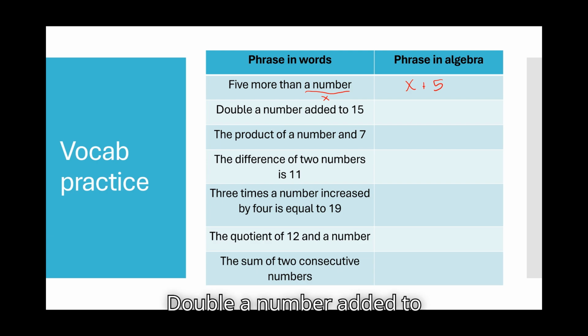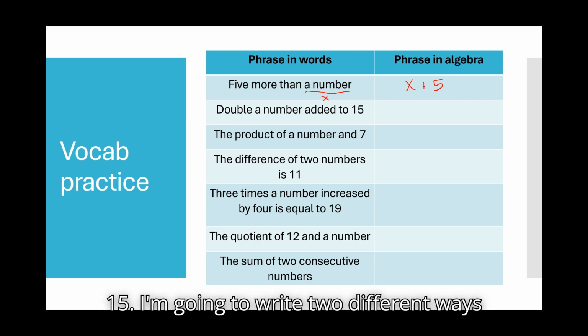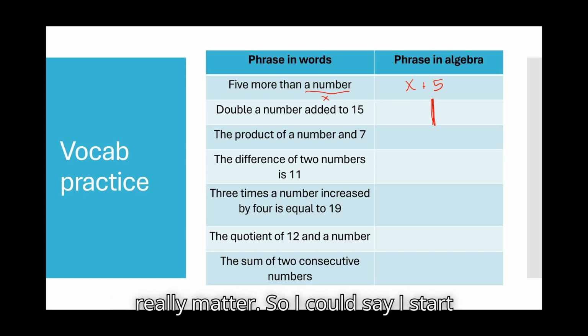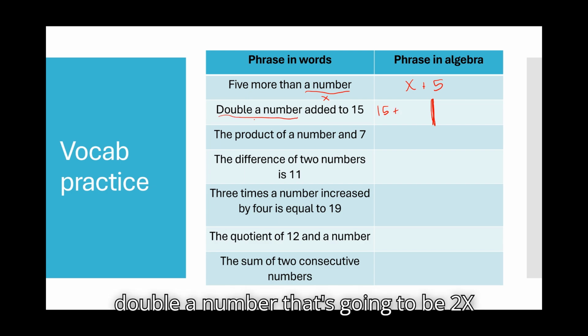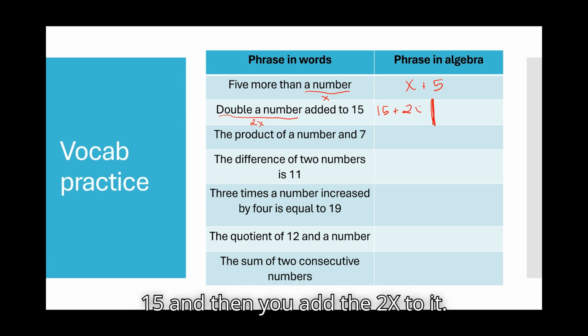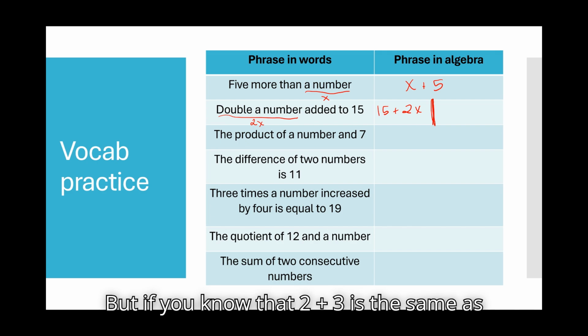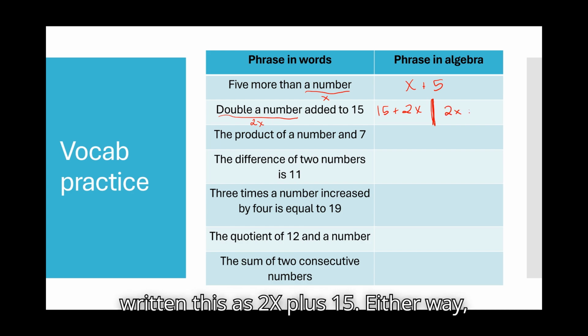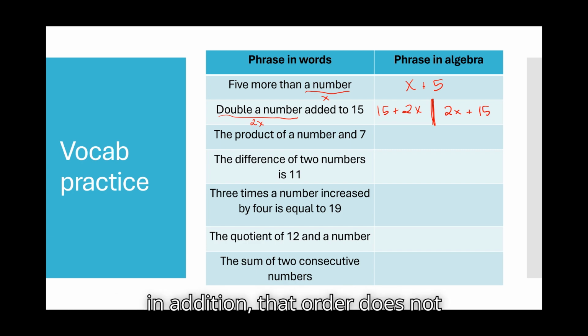Double a number added to 15. I'm going to write two different ways we could write this, because it doesn't really matter. So I could say I start with 15 and I add double a number. That's going to be 2x, or x times 2. So I could write it as 15, and then you add the 2x to it. But if you know that 2 plus 3 is the same as 3 plus 2, in addition, that order doesn't matter. We could have written this as 2x plus 15. Either way, in addition, that order does not matter.